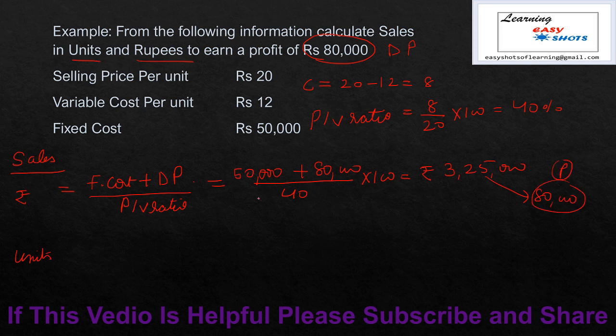And if the company wants to know how many units we have to sell to earn a profit of 80,000, so our fixed cost is 50,000 and the desired profit is 80,000 divided by contribution per unit, which is rupees 8. So if the company sold 16,250 units, then the company comfortably earned a profit of 80,000 rupees.